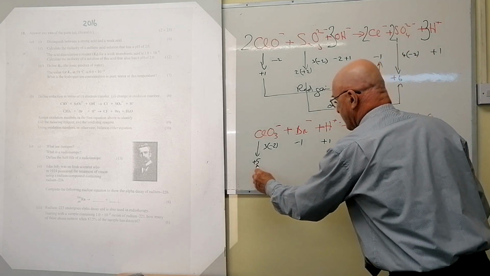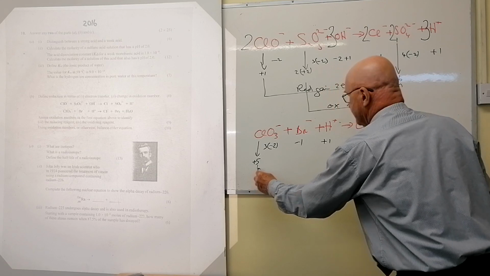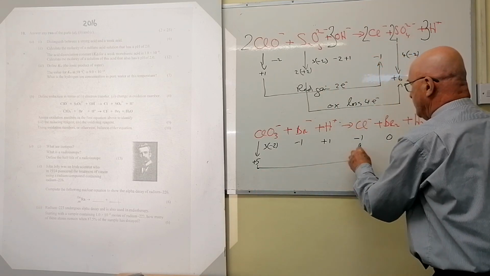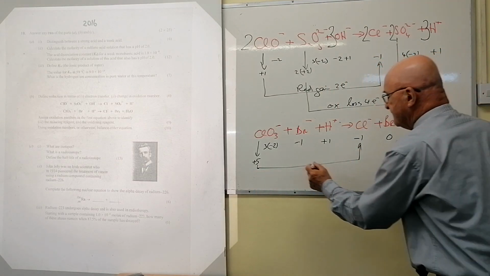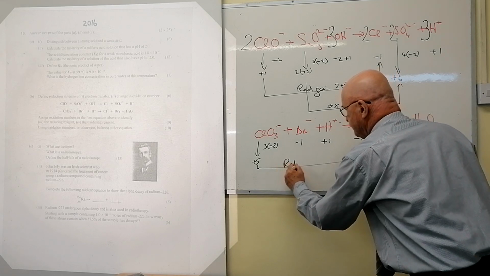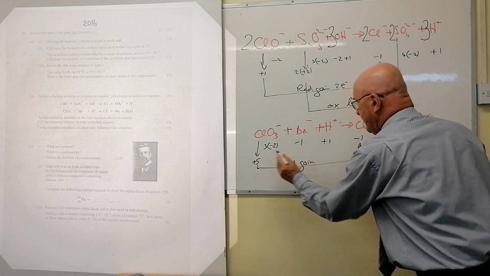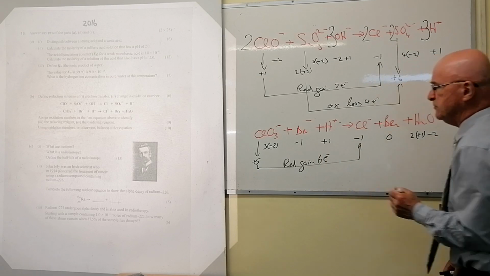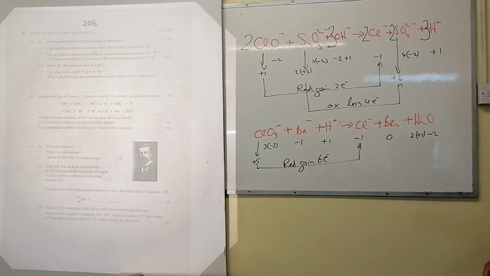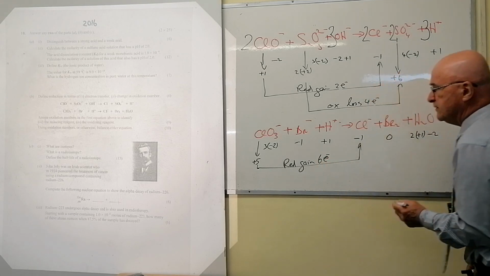I see the chlorine has gone from plus 5 to minus 1. That's a decrease. That is reduction. Reduction is a gain, and it's a gain of 6 electrons. Are you okay with that? Plus 5 to minus 1 is an interval of 6. 6 electrons there. Very good.